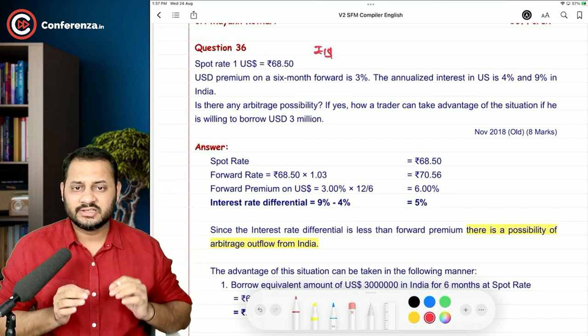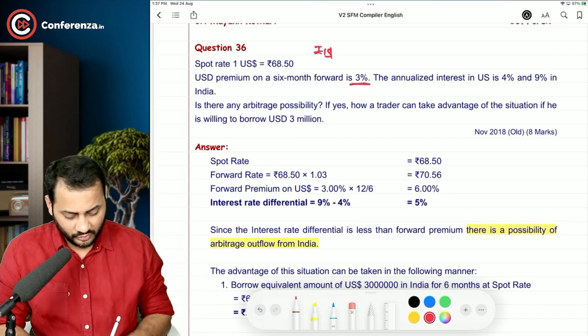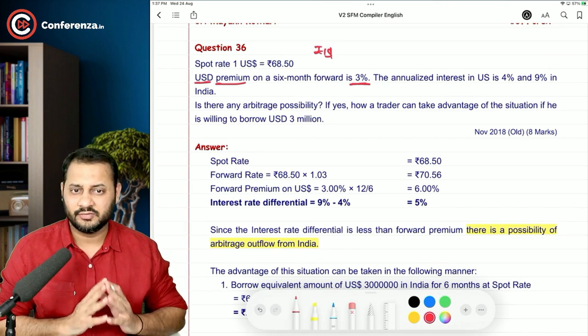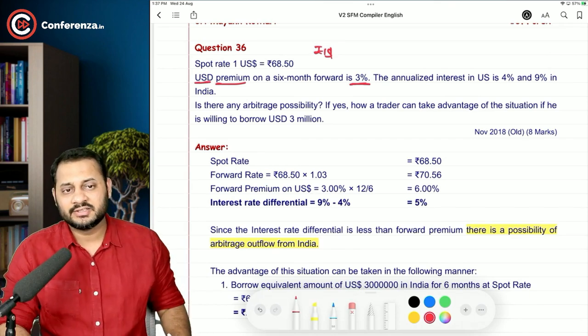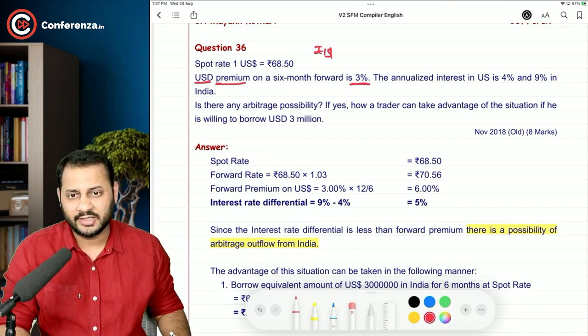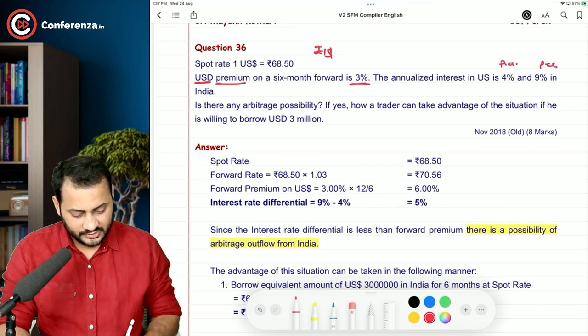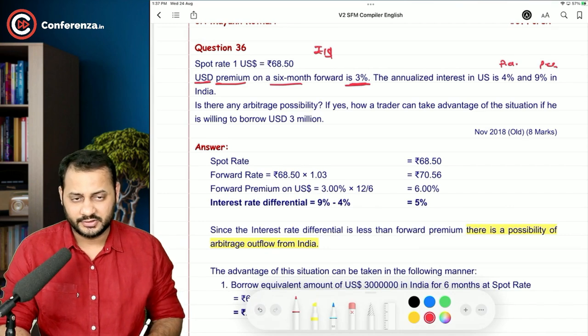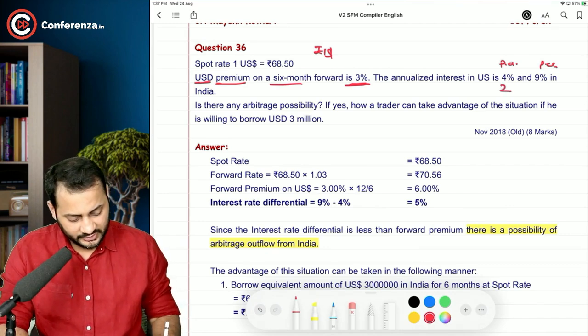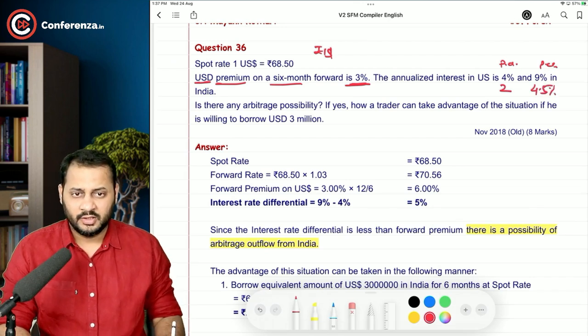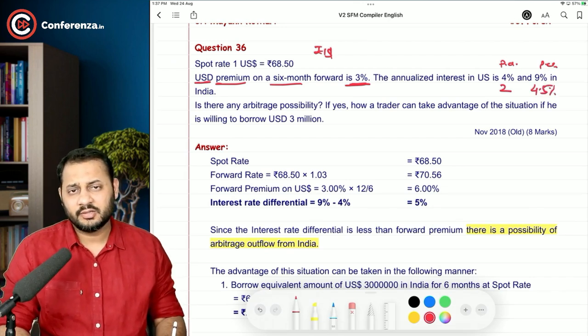USD premium on 6-month forward is 3%. Already the premium on the dollar is given to you. Annualized interest rate is 4% in the US and 9% in India. This will be considered as per annum. This is the premium for 6 months, 3%. So if you take the 6 months rate, it is going to be 2% and this is going to be 4.5%. Okay. Is there any arbitrage possibility?